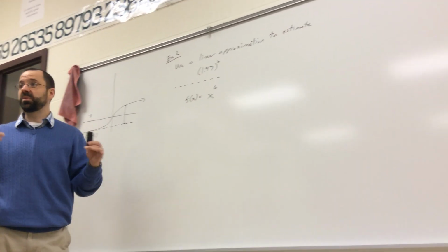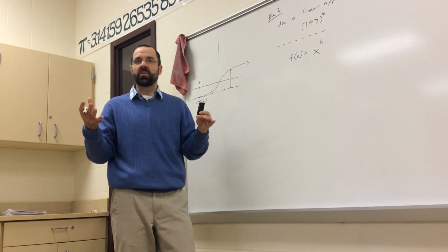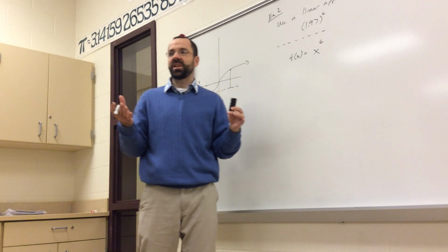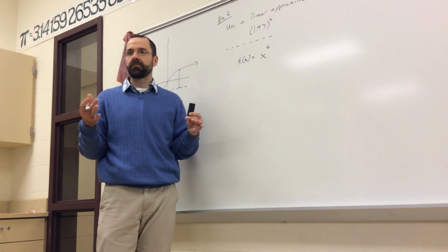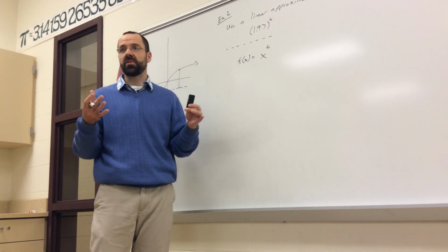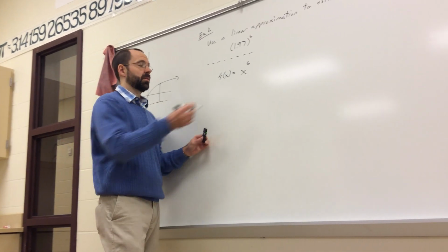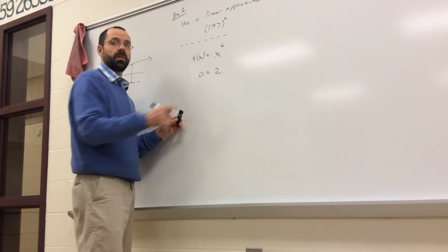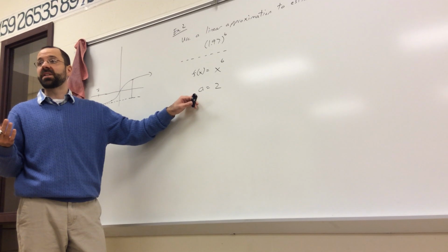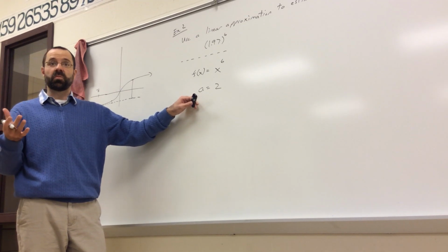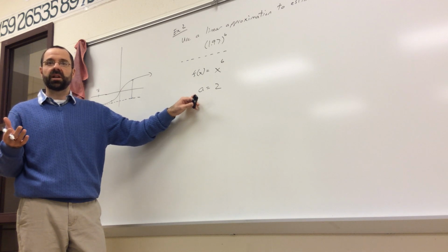But we also want it to be easy to work with, right? So 1.98 is close to 1.97, but 1.98 to the 6th isn't any easier to do than 1.97 to the 6th. So we want to be close, but also pick a number that's reasonable to work with. So obviously on this one, a should be 2. So a is 2 because it's close to 1.97, so it's going to give us a good approximation, and it's easy to work with. We can do 2 to the 6th in our head.